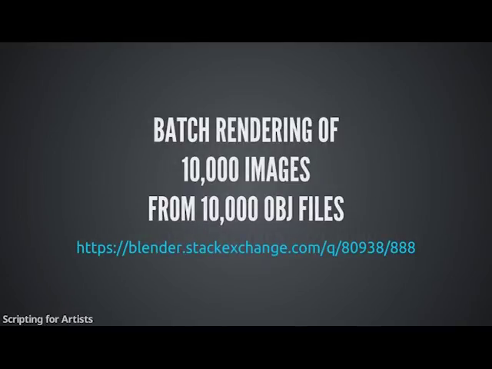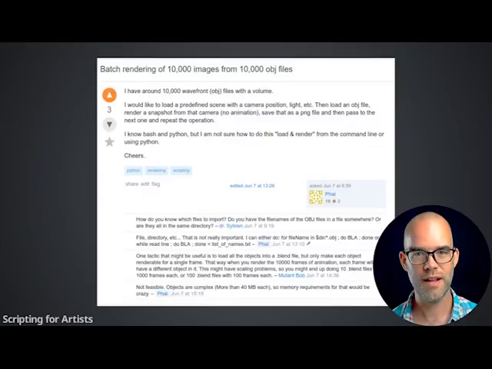In this video we will be looking at batch rendering of 10,000 OBJ files. As with the previous video, we'll be looking at a concrete example from the Stack Exchange website. Here, Phi asks the question how to render 10,000 wavefront OBJ files. He also notes in the comments that those files can be quite big. They can be up to 40 megabytes each, and that means that they can't all fit in memory at the same time. This means that we'll have to import, render, and then remove from memory every individual OBJ file.